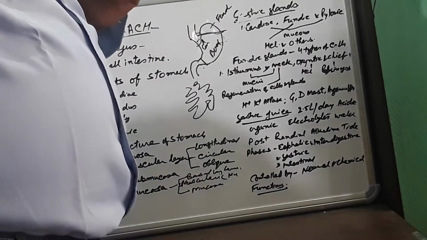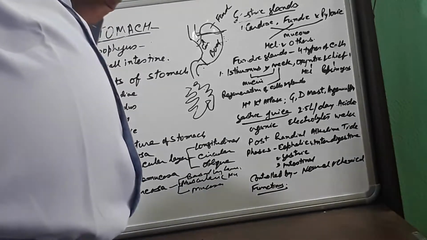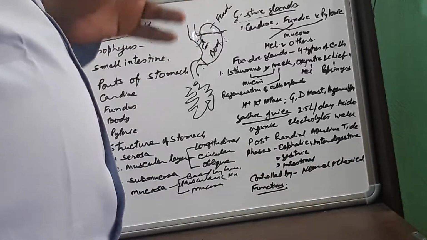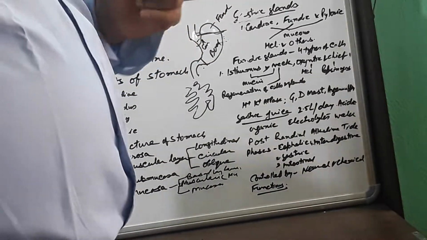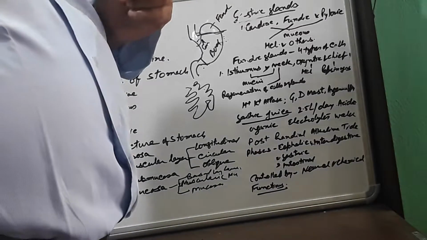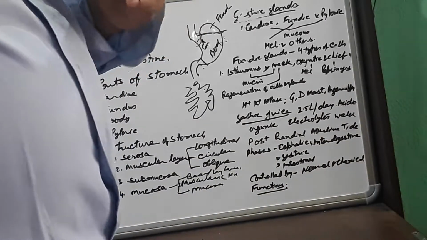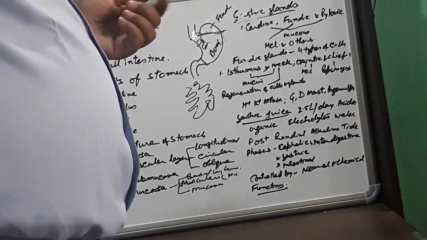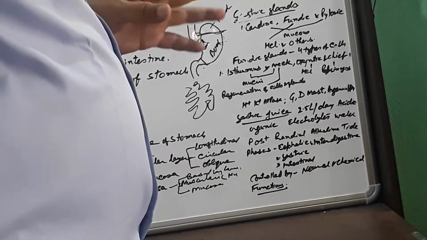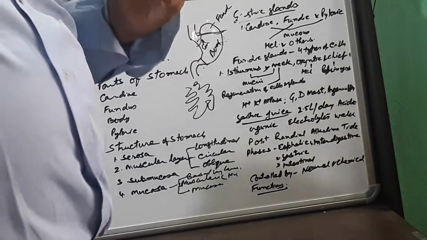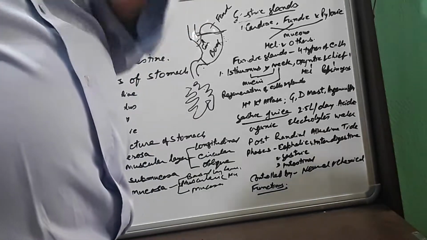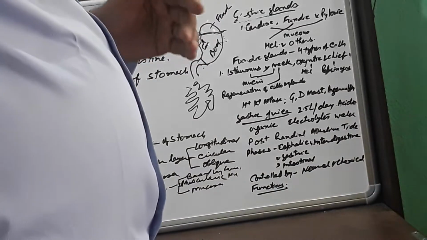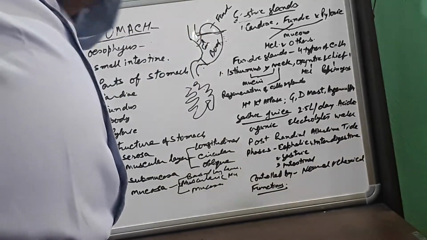In the fundic gland, there are four types of cells: isthmus cells, neck cells, oxyntic cells, and chief cells. Isthmus cells and neck cells secrete mucin, and neck cells are capable of regeneration of the layer, and they may regenerate the gland also. Oxyntic cells are also known as parietal cells. They secrete hydrochloric acid. Chief cells secrete pepsinogen and other enzymes.